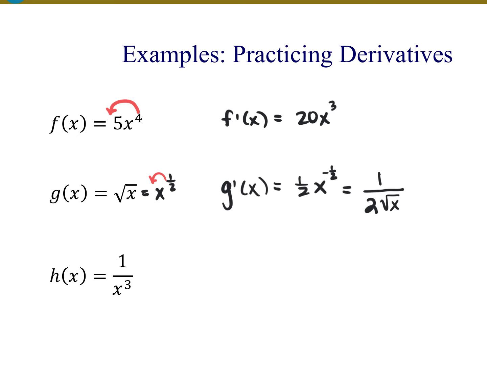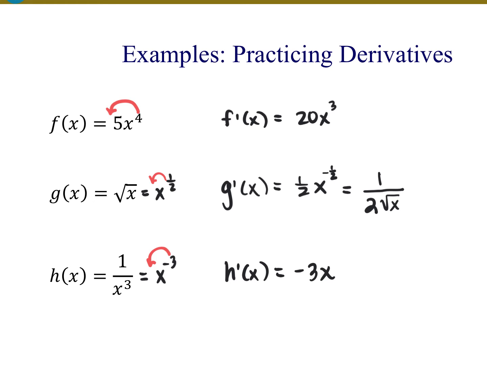All right, will this rule apply to function h? Okay, why? How can I write that? It has to be written as a power. X to the negative 3. Because I can write it as a rational power, then I can find its derivative by moving the power to the front. So the coefficient will be negative 3.